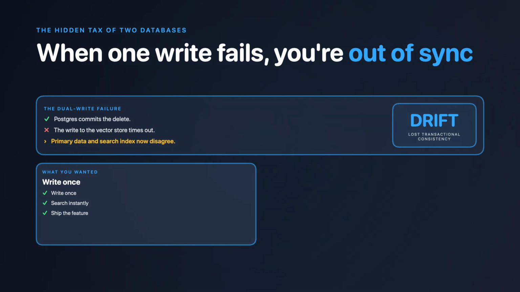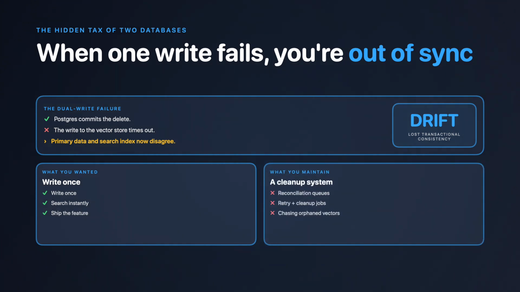When a user updates a document, your app fires two writes across the network. If Postgres commits the delete but the write to the vector store times out, your primary data says the document is gone, while your search index still thinks it exists. You've just lost transactional consistency. The two systems now disagree about reality. And cleaning that up is its own project.